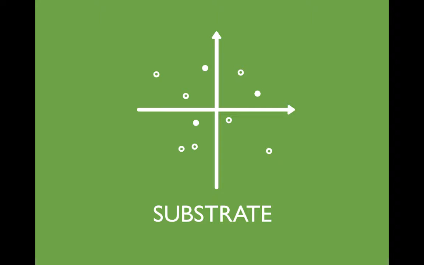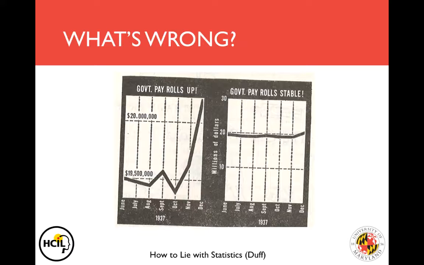Talking about substrate, this is basically, we're going to talk about scatter plots and line graphs and what scales we show them in, what scales do we use for our axes. You can show data in a lot of different ways. This is from How to Lie with Statistics. It is the same data on both sides, but the scales are quite different.